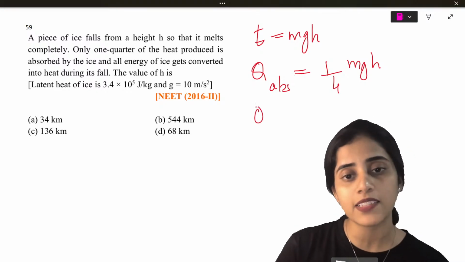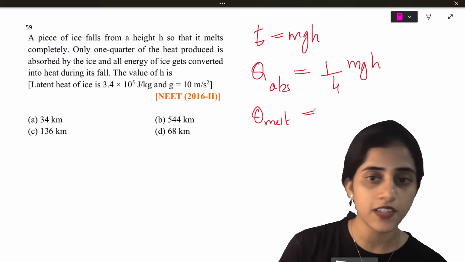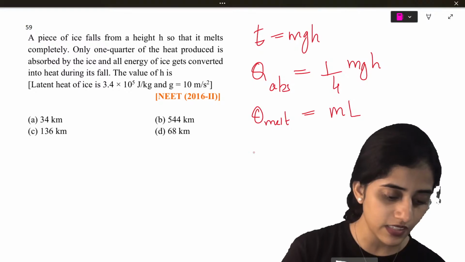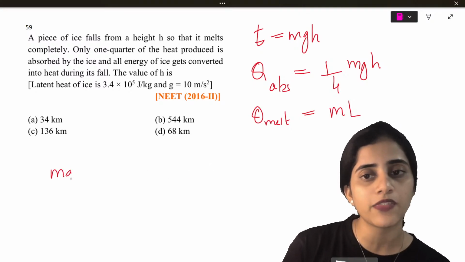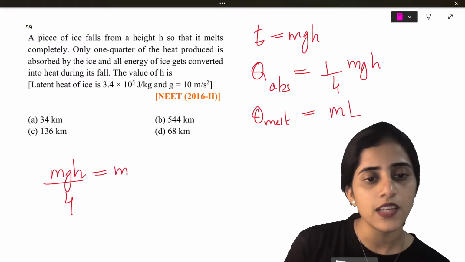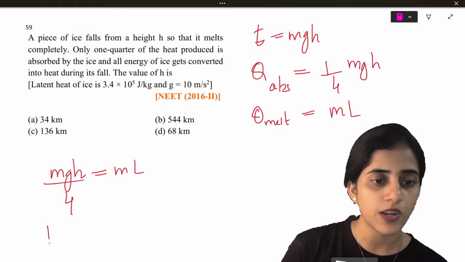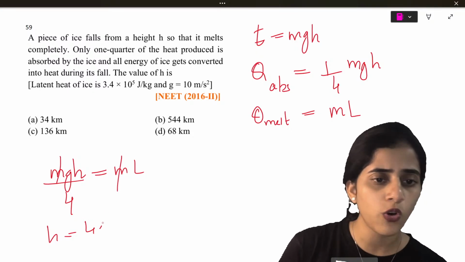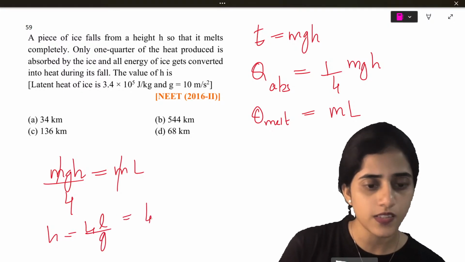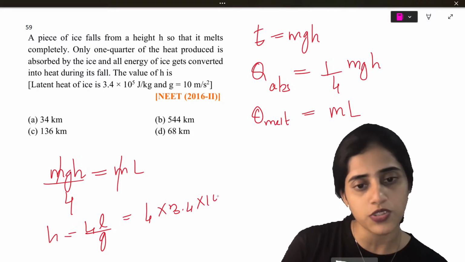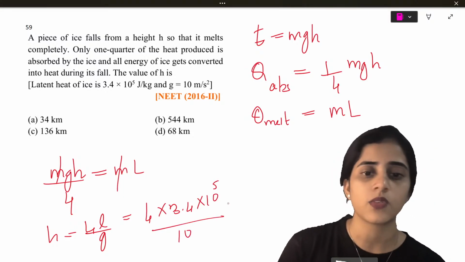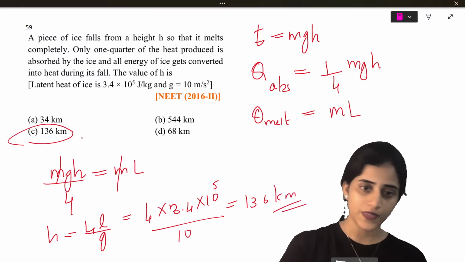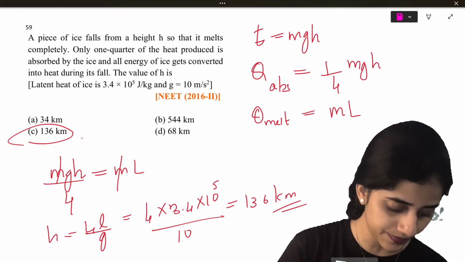Now the heat required to melt the ice is going to be equal to m times L, mass times specific latent heat of fusion. So both of these are equal definitely. mgh by 4 is equal to mL. So from this, m cancels, and h is equal to 4L by g, which is 4 into 3.4 into 10 raised to 5 by 10, which is 136 kilometers. Option C. Are you all getting option C? Quickly tell me in the chat.